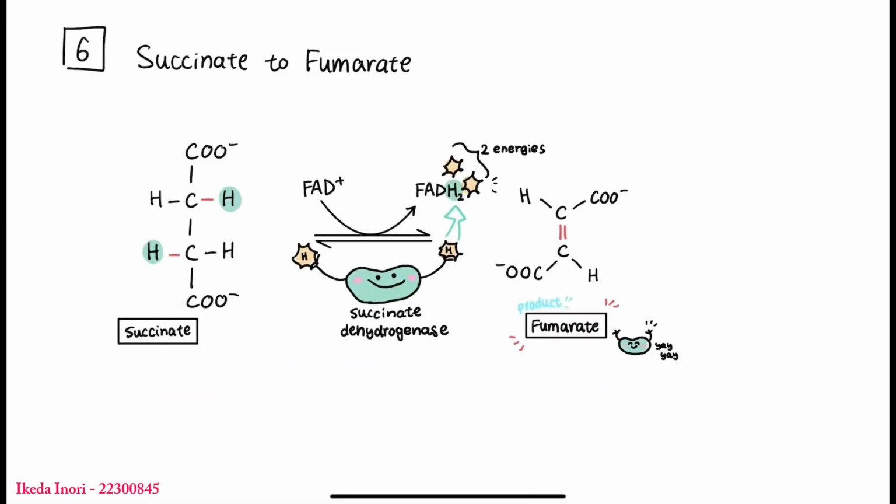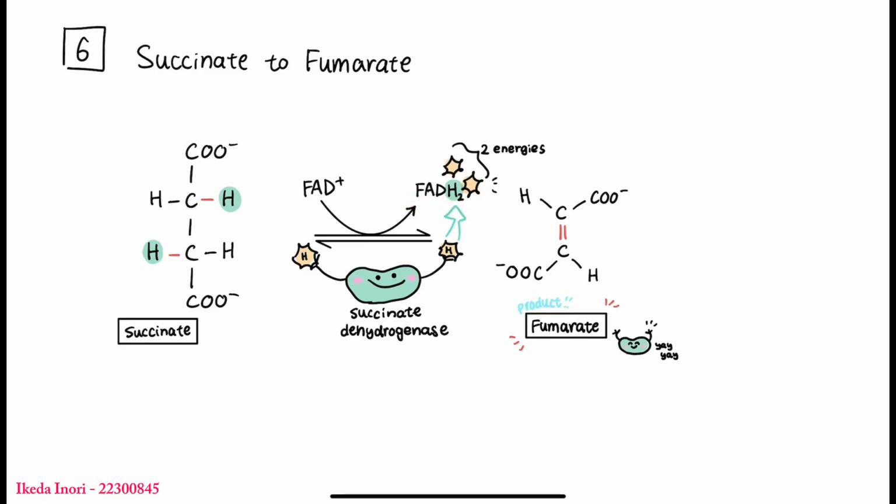Here is the next step. This is a step where succinate is oxidized to become fumarate. This reaction occurs to make subsequent reactions more efficient and to obtain energy in the most efficient way. In this reaction, the outcomes are fumarate and 1 FADH2.